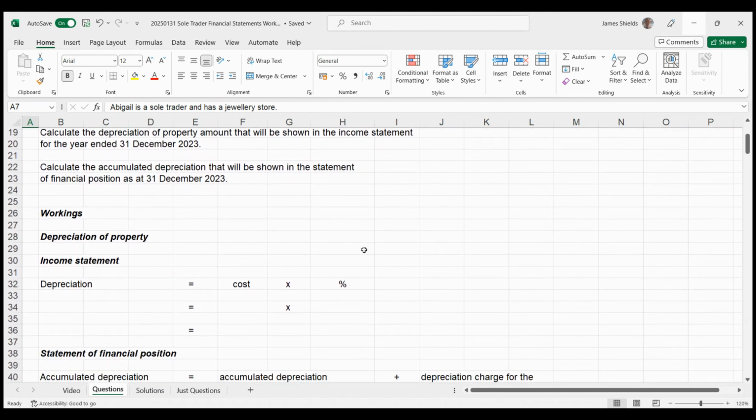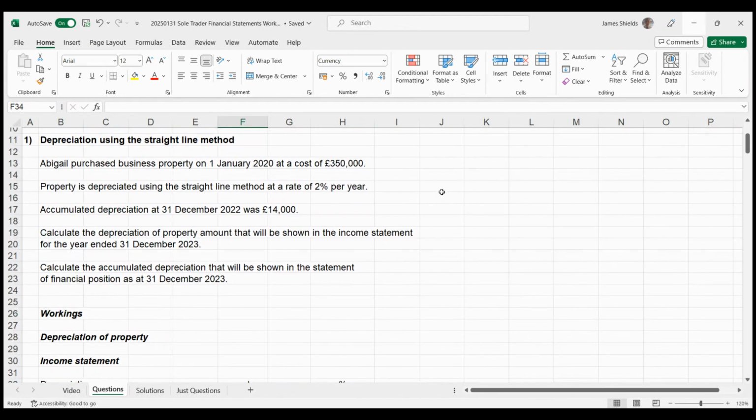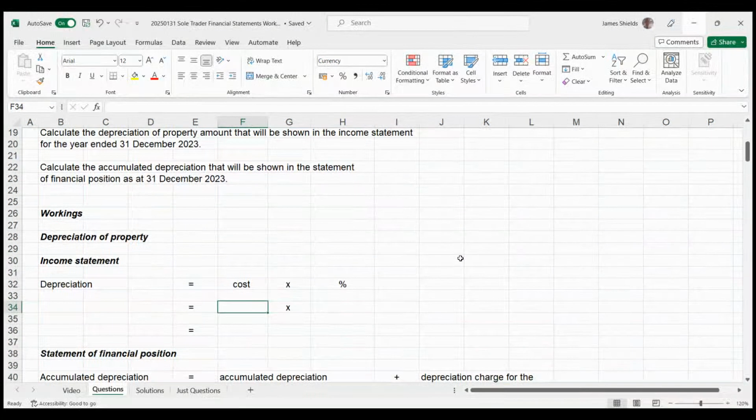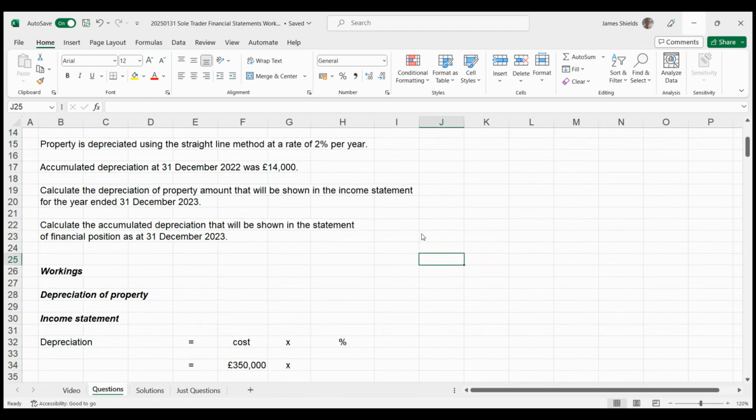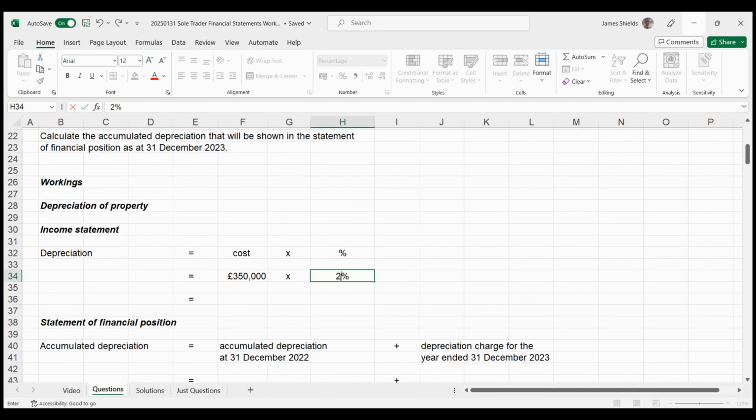So straight line method is cost times percentage. So the cost, if I go back to the question, the cost was £350,000. And the percentage we were told was 2% per year. So it's going to be times 2%. So the depreciation of the income statement will be the £350,000 times the 2%, and that will give us an amount of £7,000. So that'll be in the expenses section of the income statement. So it's a depreciation charge for the year.